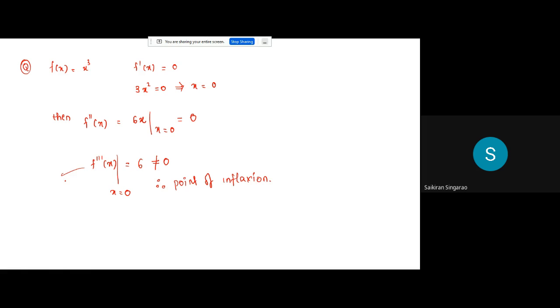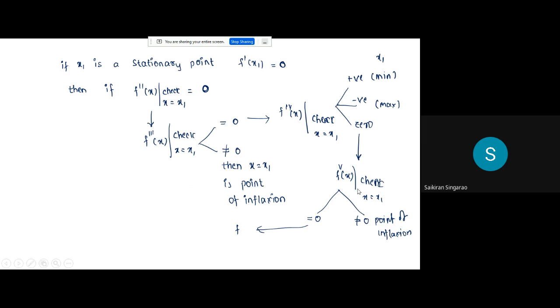Did you understand this? At any odd derivative, it could be first, it could be third, it could be fifth, anything. At any odd derivative, if it becomes not equal to 0, that is called a point of inflection. If the second or fourth or sixth or eighth or 10th, any even derivative, becomes positive, you call it a minima. It could become negative, you can call it a maxima.